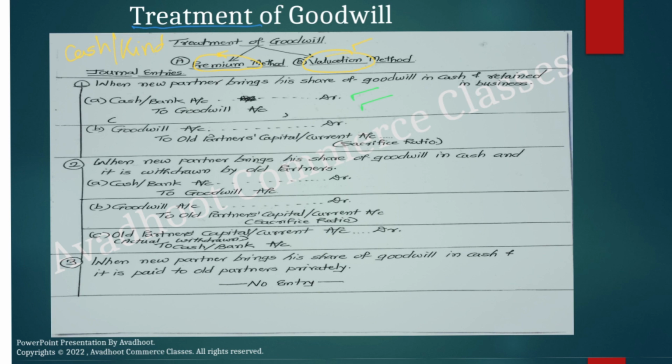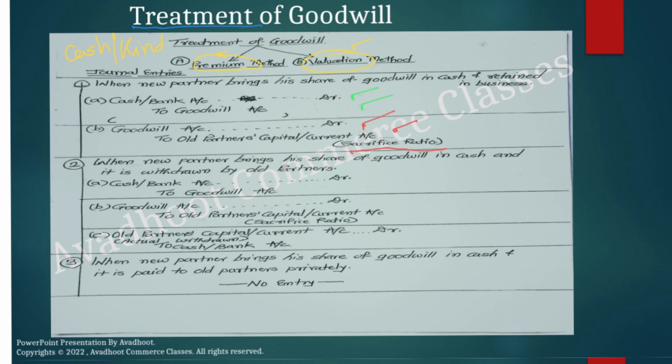Cash or bank account debit to goodwill account, and the second entry will be goodwill account debit to old partners' capital or current account, that is in the sacrifice ratio. If the accounts are opened as per the fixed capital method, then we are going to open the current account, and that's why you write current account.